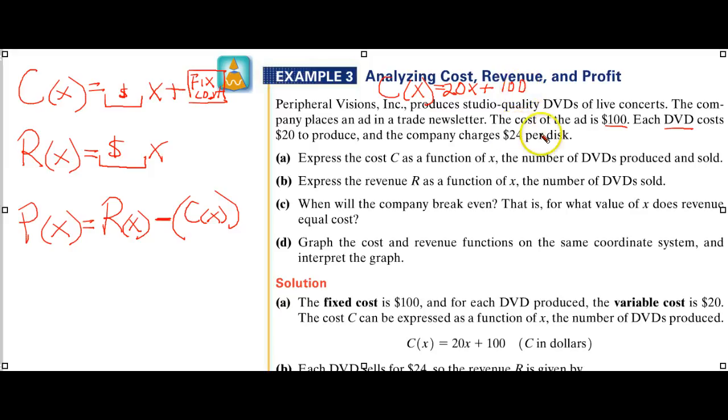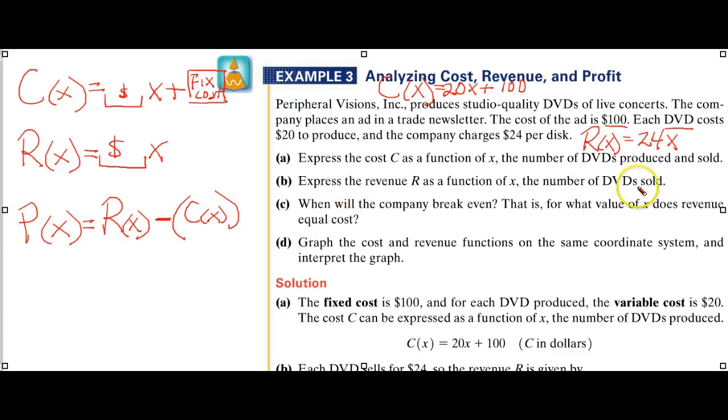Okay. Now the sale, when they sell a disc, they're going to pay, or the selling price is $24. So revenue is going to equal 24x. So for every DVD you sell, you get $24.